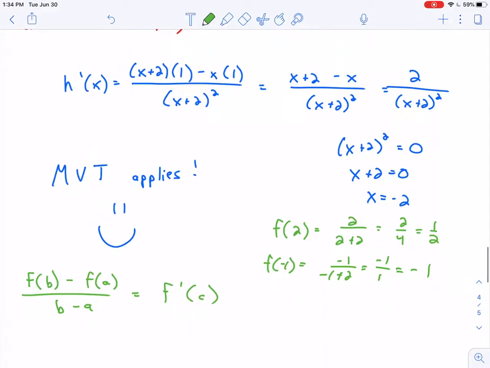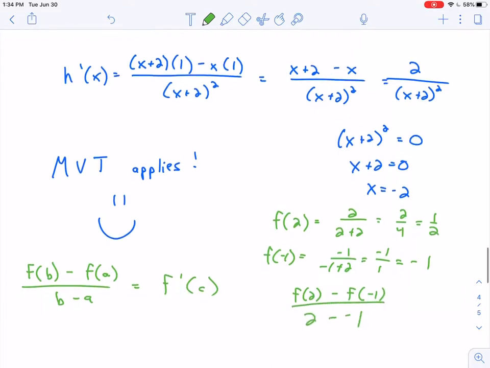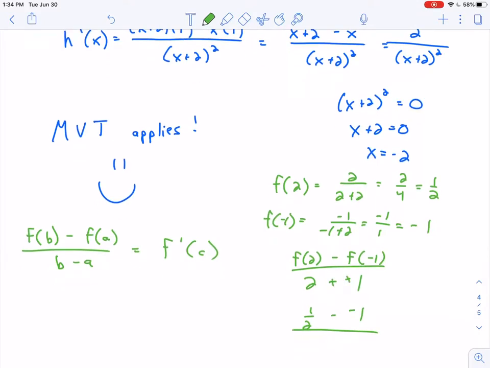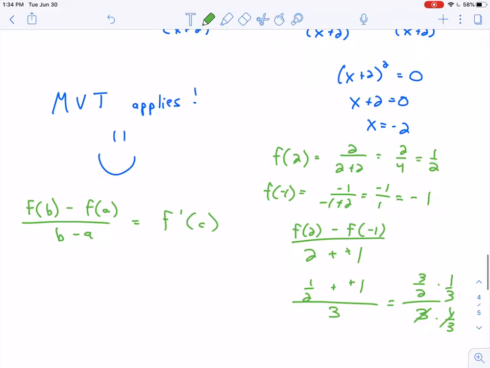So if I find my average rate of change, f of 2 minus f of -1, all over 2 minus -1. f of 2, that was 1/2 minus -1, all over, that's really 2 plus 1, so all over 3. So 1/2 plus 1, I should have 3 over 2 divided by 3. I'm going to multiply by the reciprocal to get rid of that, and I end up with 1/2. That is my average rate of change. So that's this side of my equation, 1/2.